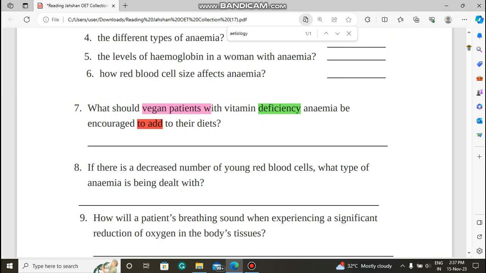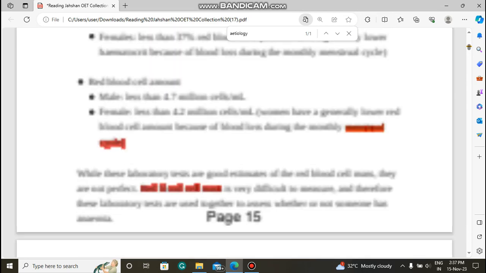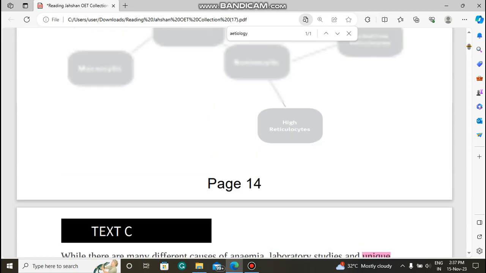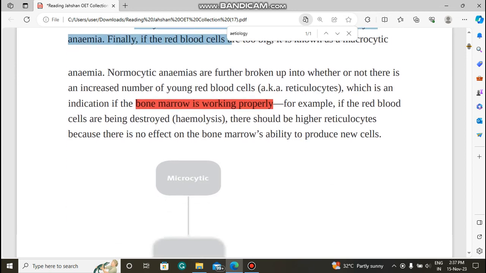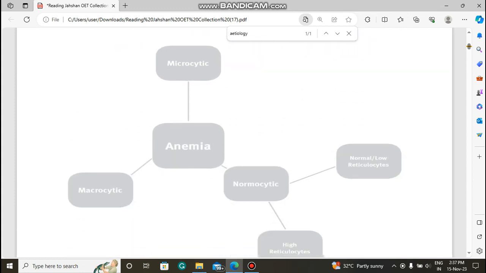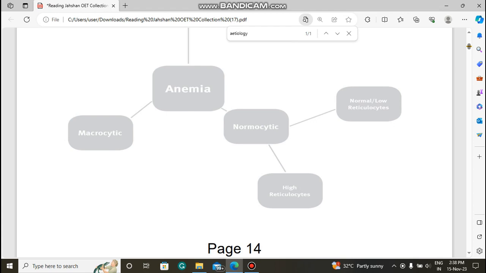In paragraph B, classification of anemia is mentioned. So let's move to paragraph B. What type of anemia is being dealt with? If the size of the red blood cell is normal, then normocytic anemia. Let's move to the diagram to see if we can come across the answer. Normocytic anemia is subdivided into normal and high reticulocytes. We are talking here about the decrease in the number of reticulocytes. So the answer will be low reticulocytes. It is clearly mentioned in the diagram.